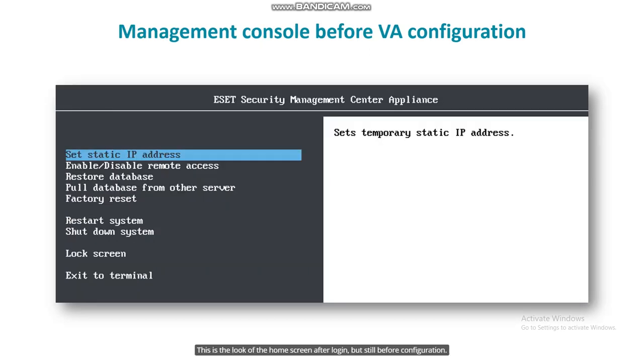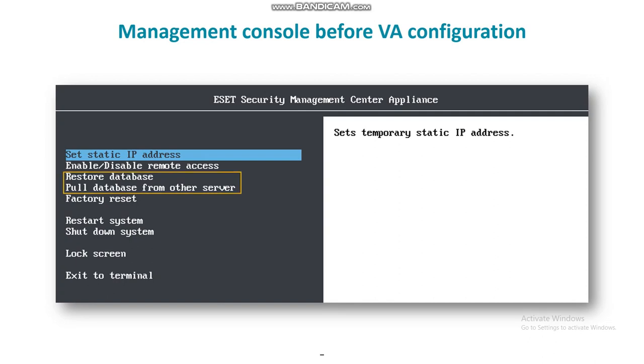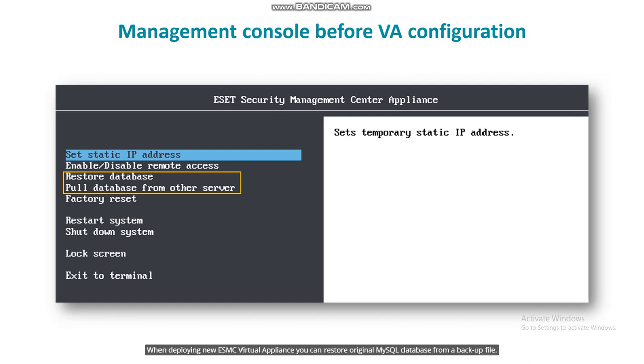This is the look of the home screen after login, but still before configuration. The options in the menu on the left are quite limited. Two options, restore database and pull database from another server, are highlighted. When deploying a new ESMC virtual appliance, you can restore the original MySQL database from a backup file. Keep in mind that you cannot mix MySQL and MS SQL databases.